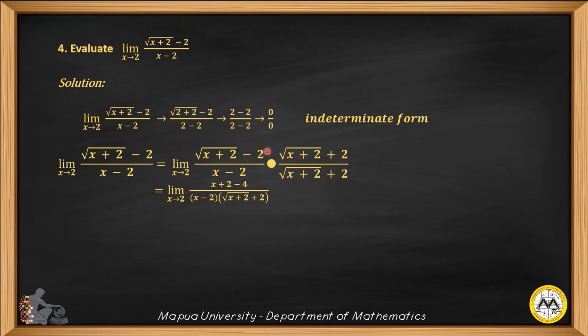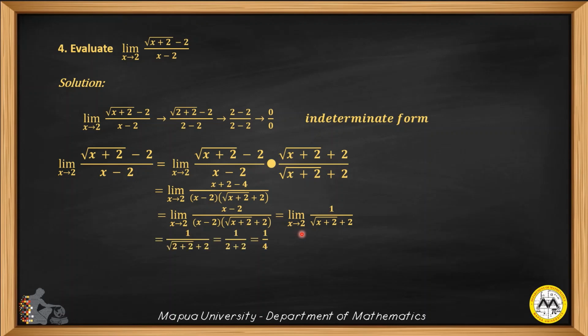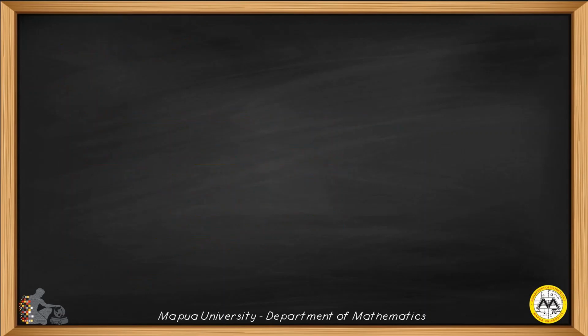So when you multiply these factors together, you end up with this expression that would simplify just to 1 over the square root of x plus 2 plus 2. Using this expression, evaluating the limit as x approaches 2, we will have the limit equal to 1/4, and therefore conclude that the limit of the square root of x plus 2 minus 2 divided by x minus 2 as x approaches 2 is equal to 1/4.